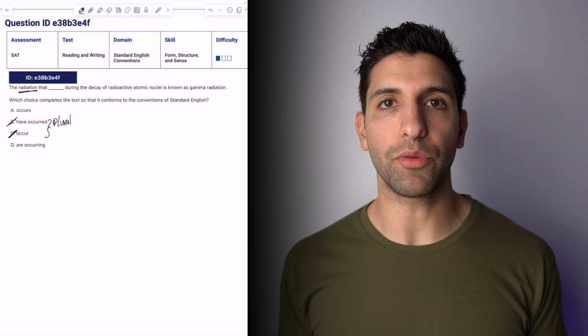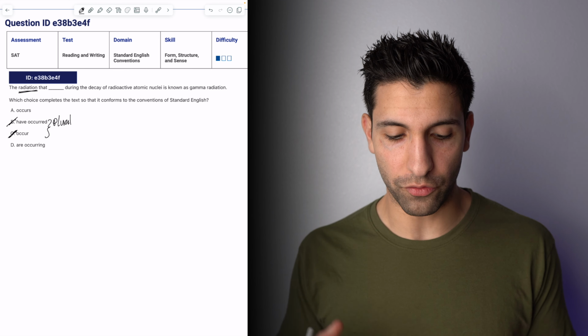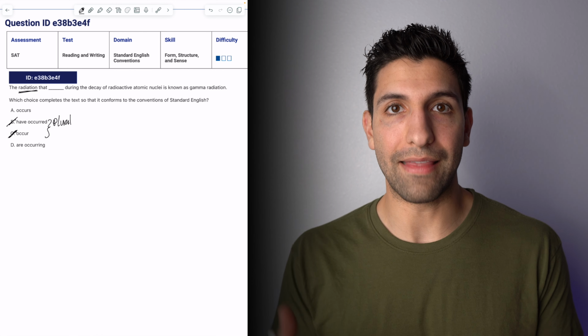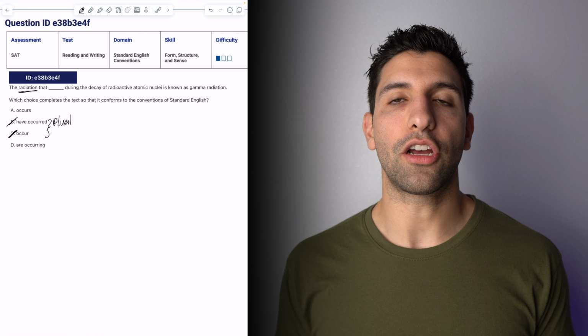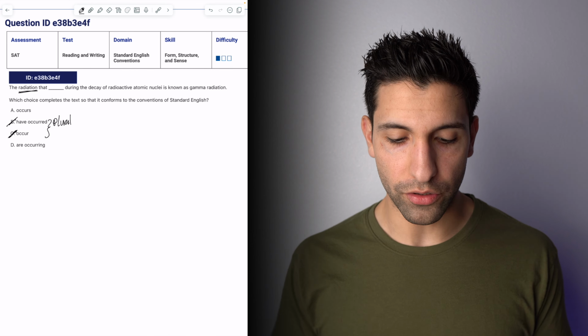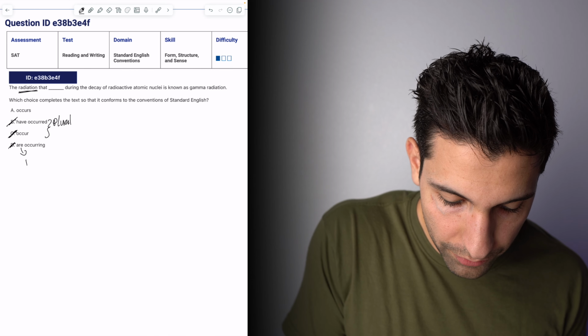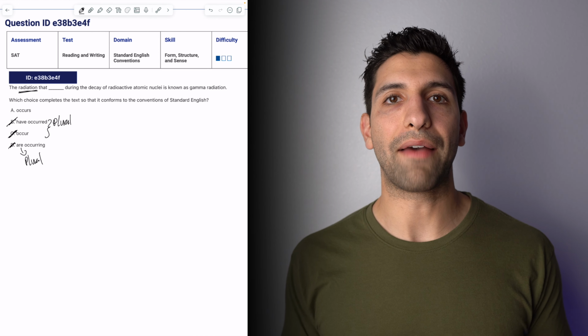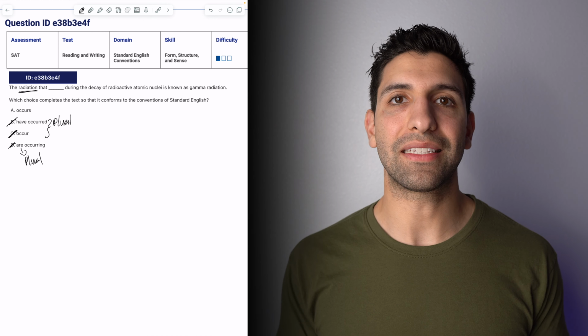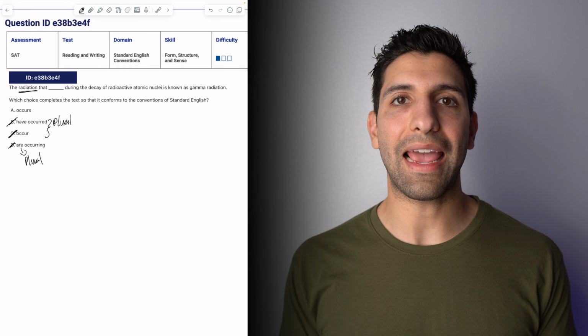And then we have "occurring," which means it's actually going on currently. There's radiation occurring right then and there. In this case, it is just talking about in general that radiation occurs during the decay. Because of that, we can knock out D also because it's using a plural verb and we have a singular subject. So for that reason, A is the correct answer.